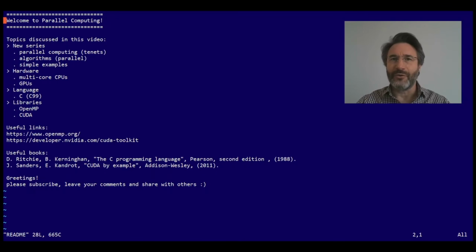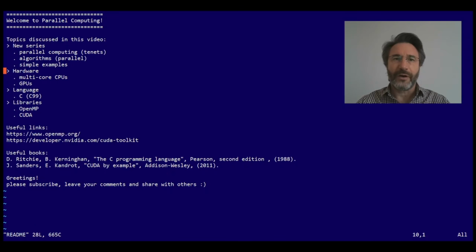This time I'm here to introduce a new series which is going to be called Parallel Computing. And of course this new series is going to talk about parallel computers and how to program them. In particular, what we are going to do is go through the tenets of parallel computing, and we are going to present every time new algorithms that will run in parallel. And of course these algorithms will be represented by simple examples so that everything is comprehensible and understandable.